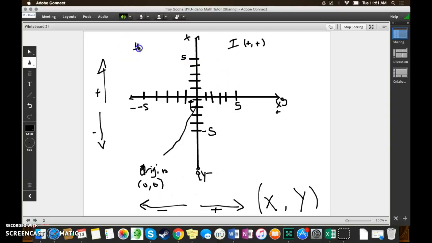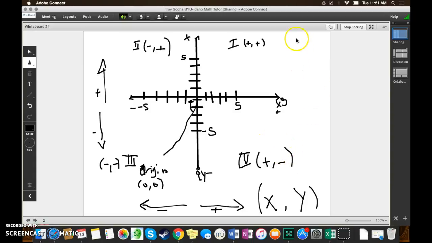Quadrant 2, negative, positive. Quadrant 3, negative, negative. Quadrant 4, is a positive negative. So that'll help you to determine where points are.